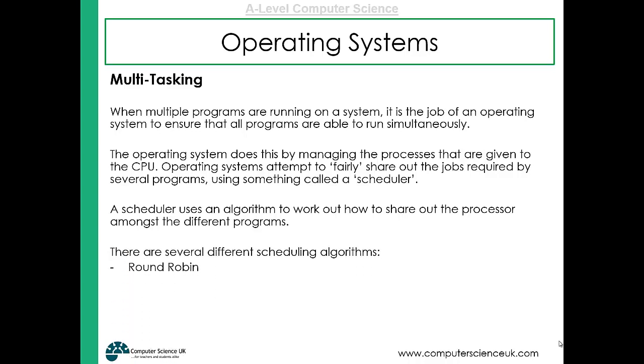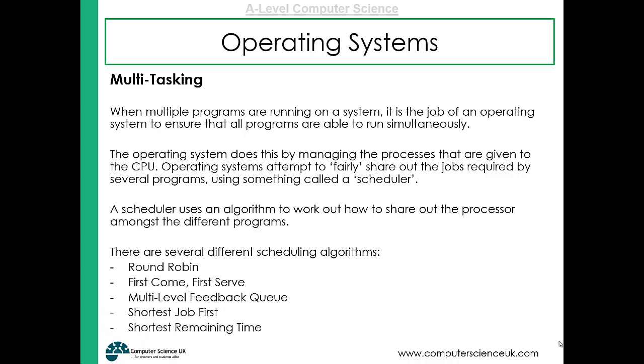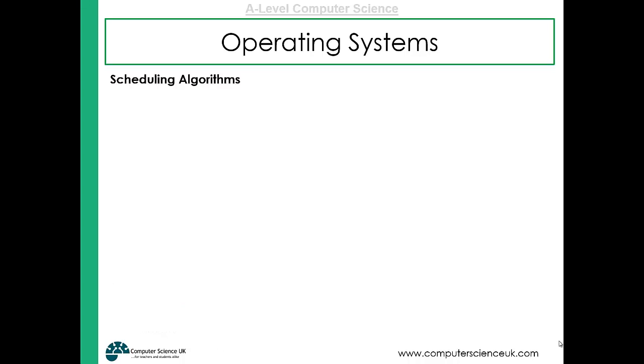Now, the examples of different scheduling algorithms, you could have a round robin, you could have first come first serve, multi-level feedback queue, shortest job first, or shortest remaining time. Let's have a little look at these now.